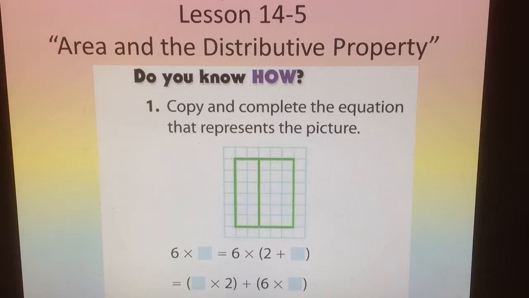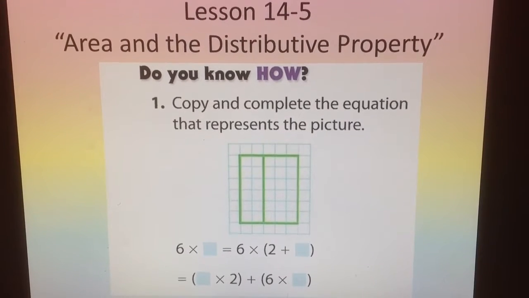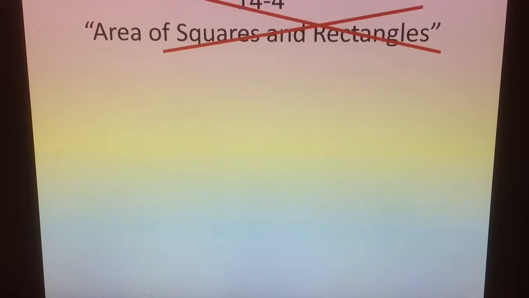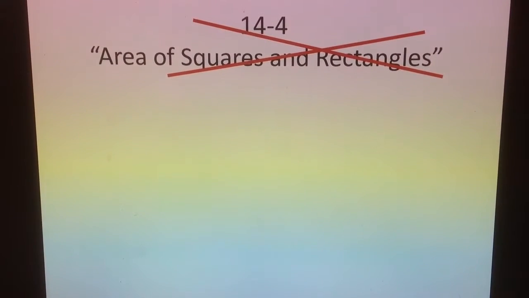Hello. Today's lesson is 14-5, and the lesson's called Area and the Distributive Property. Before we move on, I wanted to let people know that we skipped lesson 14-4, which is called Area of Squares and Rectangles. I didn't have the kids do any textbook work on it because I felt like we already understood it. We were reviewing how to find area for squares and rectangles.